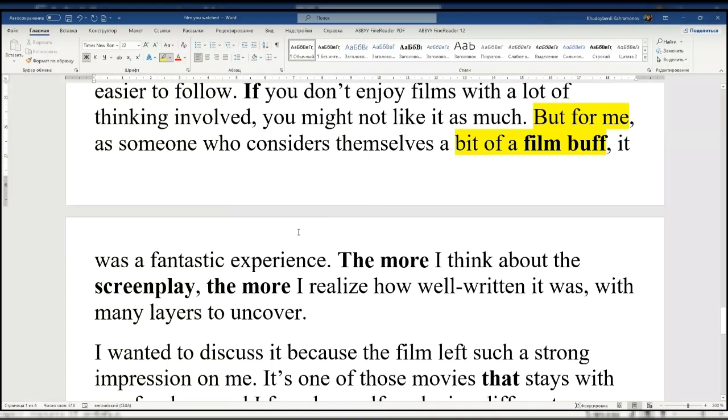It was a fantastic experience. The more I think about the screenplay, the more I realize how well written it was, with many layers to uncover. So many layers to uncover, right? Which means there were so many plots, so many secrets, and I had to decipher that. I had to solve the problems because it was so well written, the screenplay, the script, right?